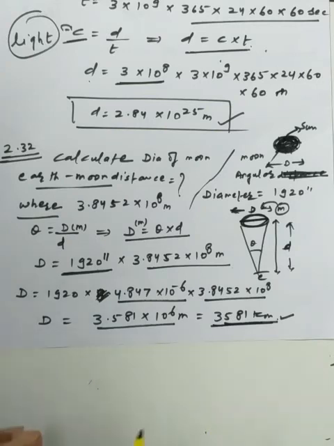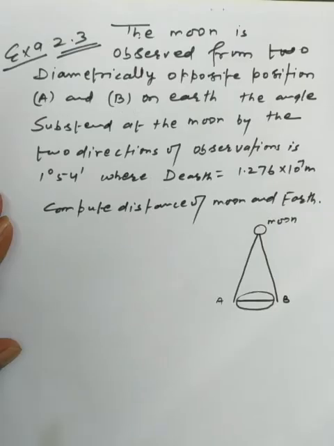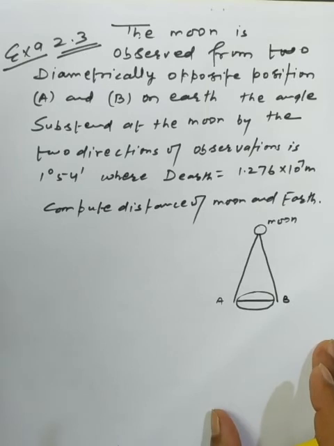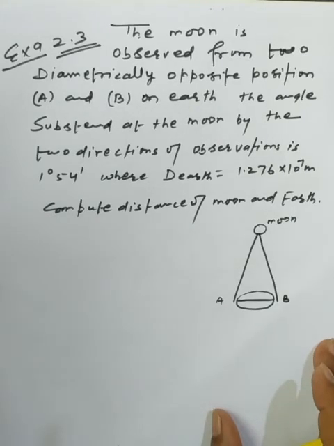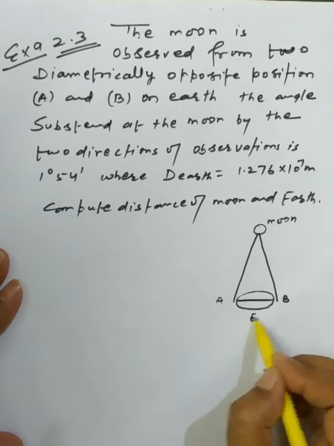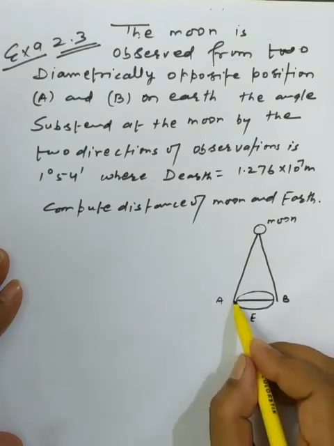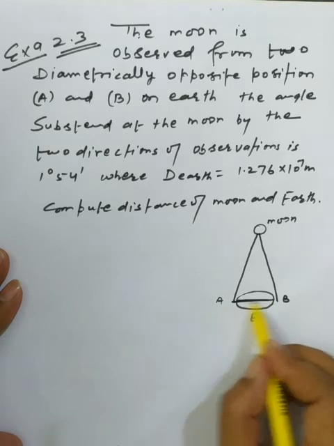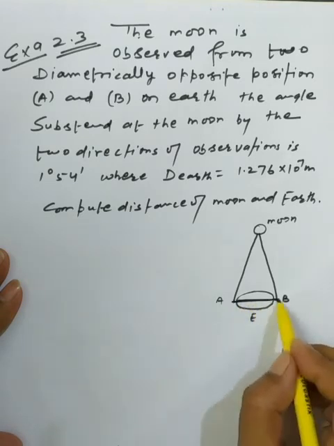Now dear students, we have example number 2.3, given on page number 19 of the NCERT book. The question is: the moon is observed from two diametrically opposite positions A and B on the earth. Here we have the earth, and we are watching this moon from the two positions, which are diametrically opposite to us.